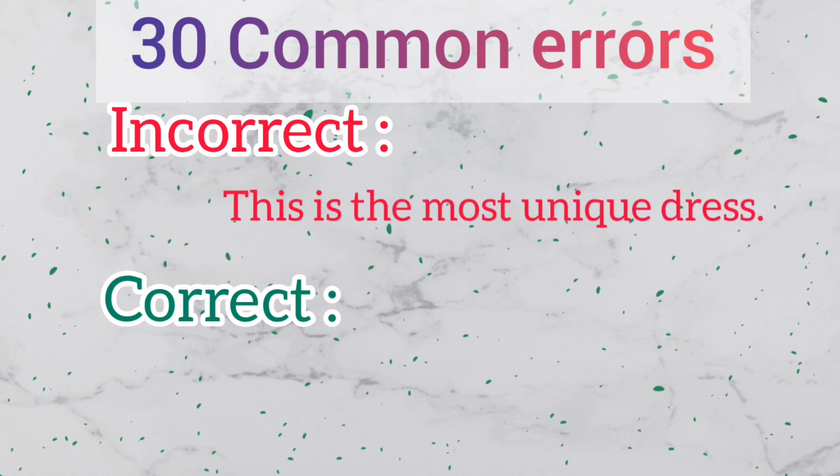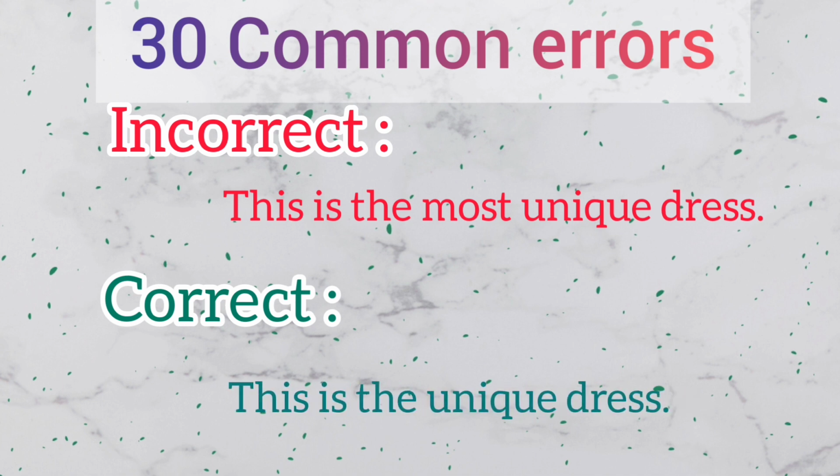Next one is "This is the most unique dress." The correct sentence is "This is the unique dress." Adjectives like unique, ideal, entire, extreme, perfect do not admit different degrees of comparison.